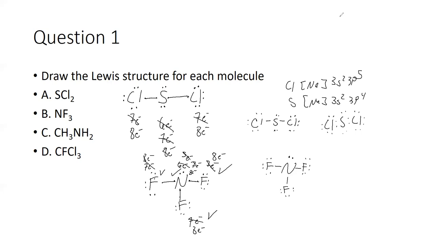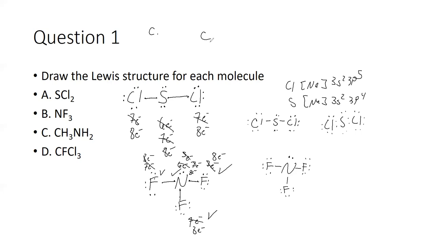All right, so let's do C. H is only trying to get two, right? Yep, hydrogen only wants two electrons. Hydrogen does not want eight. So CH3NH2. The first thing is our skeleton.